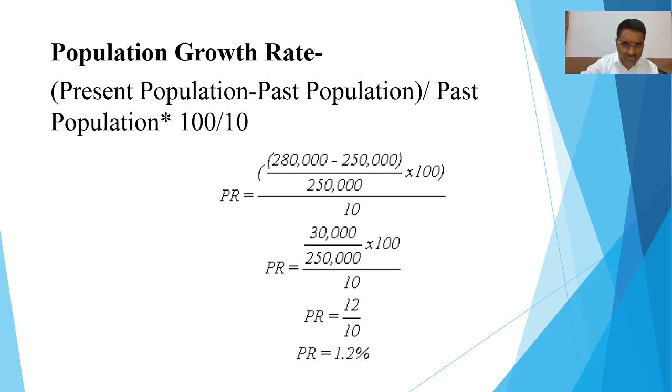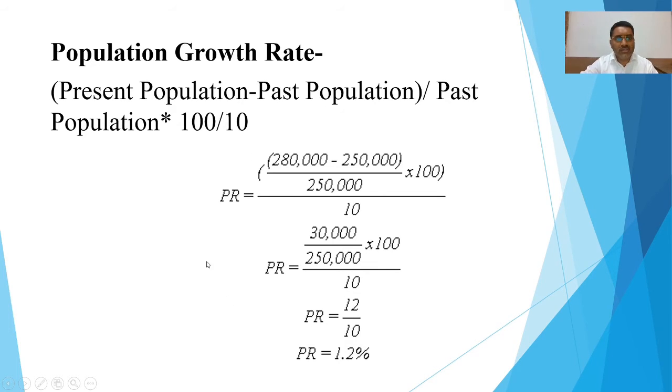And if we want to calculate it for 15 years, then we have to divide it by 15, for 20 we divide by 20, likewise 25. So it is a very simple formula: present population minus past population, divided by past population, multiplied by 100, and for all we divide it by the period. Period means it may be 10, 15, 25 or whatever.